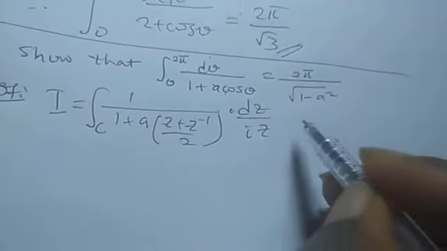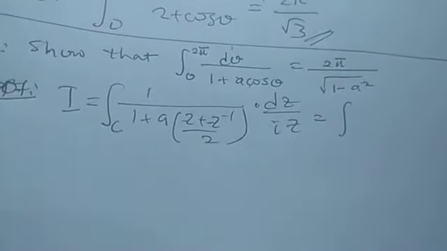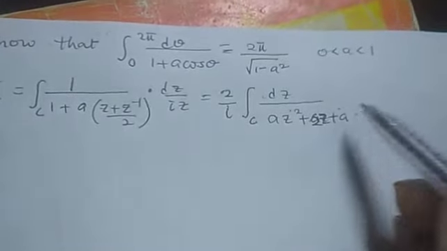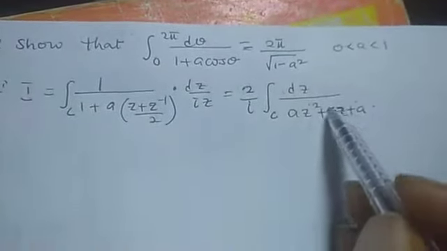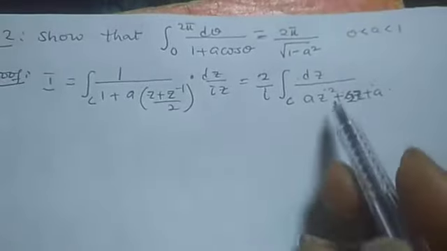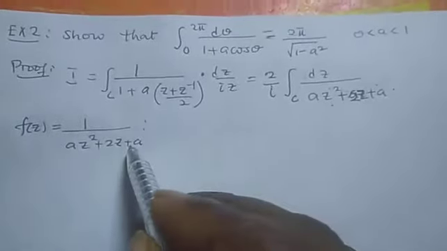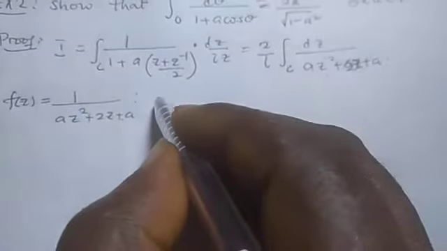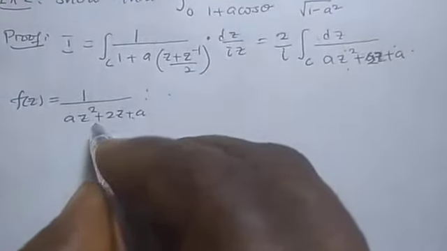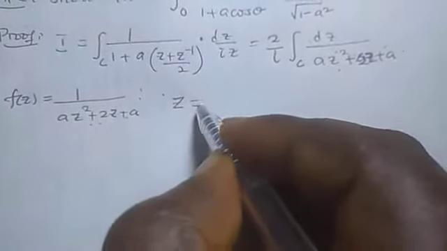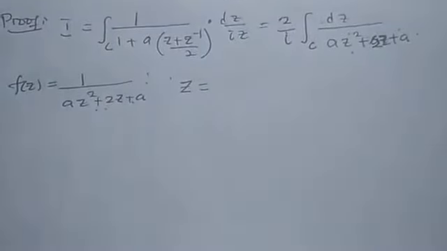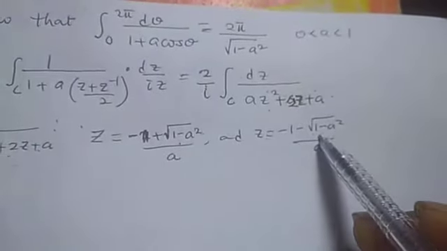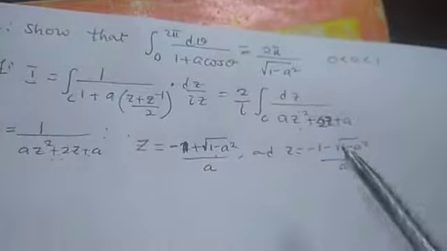And we now need to simplify this. When we simplify, we get this. As usual, this is our f of z. We take our f of z to be this function here. Now we need to solve this function. We use the quadratic formula to find the roots of this function. And when we do so, we are going to get z equal to minus this plus this, and z equal to this. So these are the two singular points when we use the quadratic formula there.